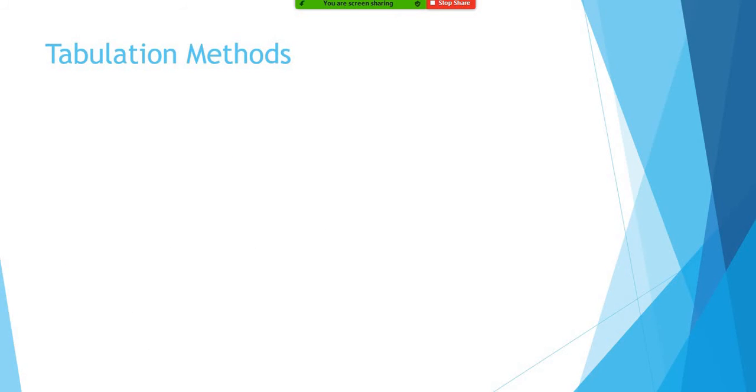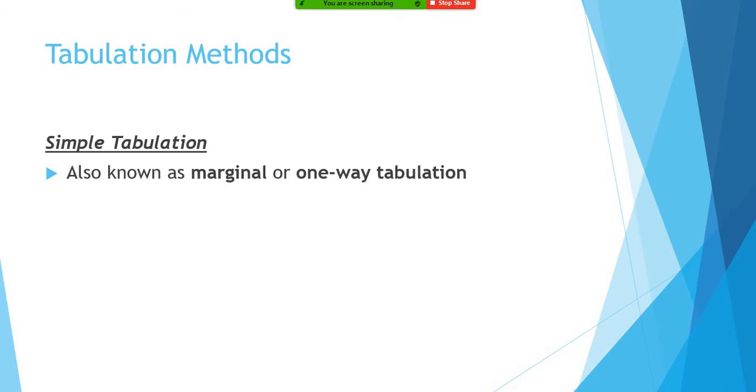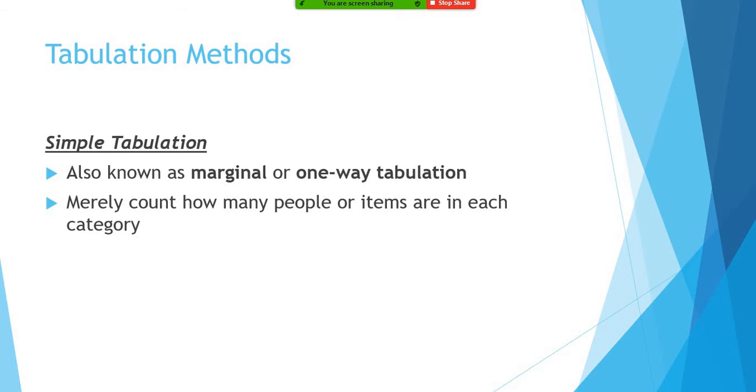One tabulation method is simple tabulation. It is also known as marginal or one-way tabulation. This tabulation method merely counts how many people or items are in each category.